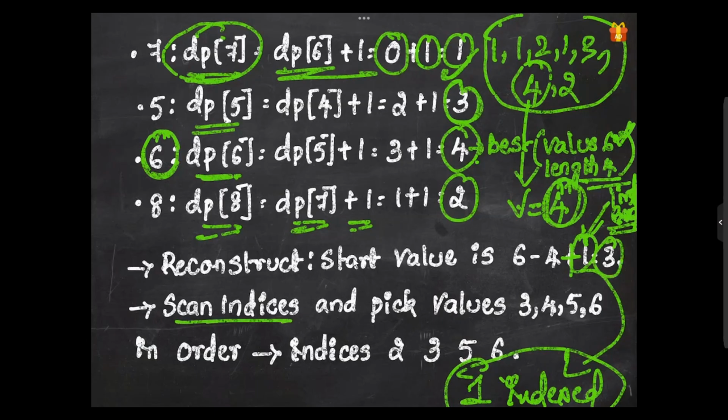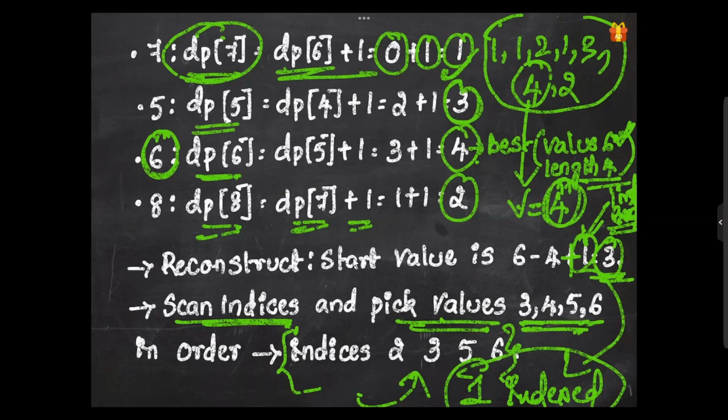So now we have to scan the indices and pick values 3, 4, 5, 6. So we have to start with 3: 3, 4, 5, 6. Yeah, we have to scan the indices and pick values 3, 4, 5, 6 in order. So in order, the indices will be 2, 3, 5, and 6, right?